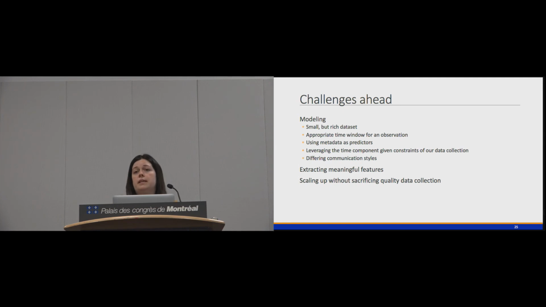Should we be using metadata for predictors? We collected information on relationships. Perhaps we should be looking at the number of messages sent and who they're being sent to. Another challenge is leveraging the time component given the constraints of our particular data collection. And as I mentioned, there are differing communication styles, not just between people, but even within individuals.